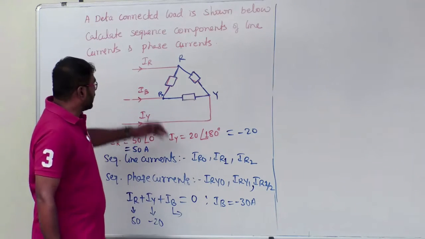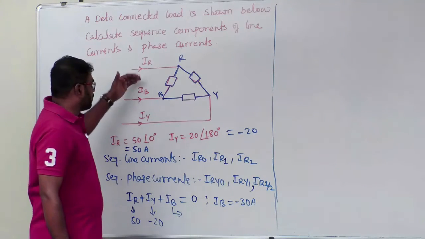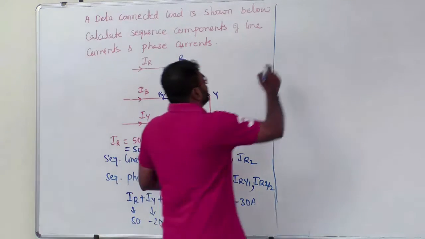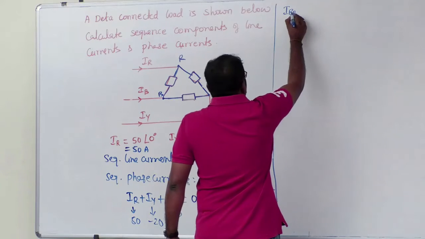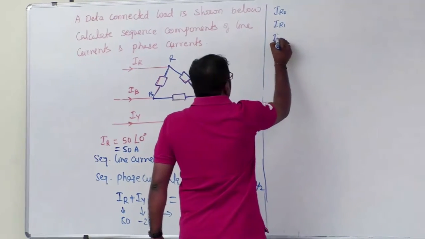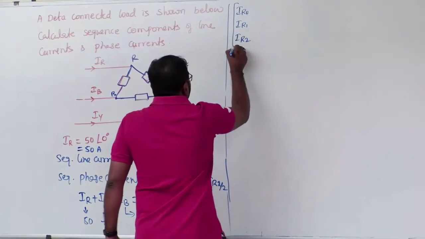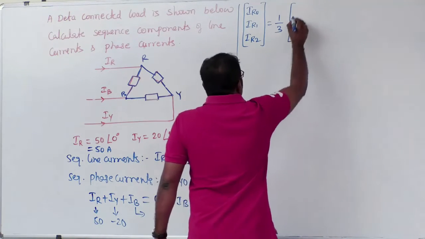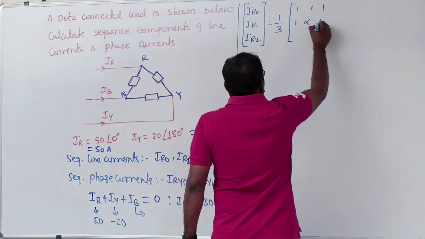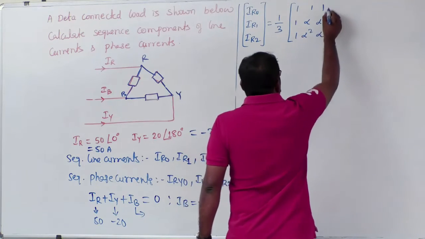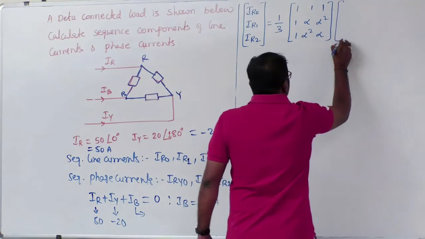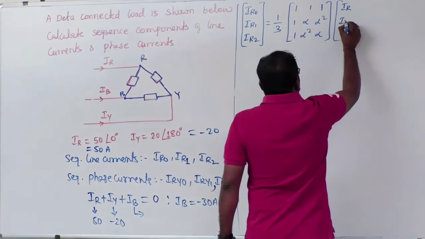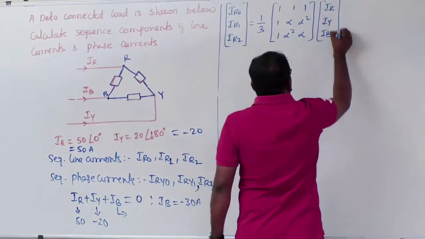Minus 30. So these are the unbalanced line currents. Using unbalanced line currents, we can calculate the sequence line currents. What is the relation between sequence line currents and unbalanced line currents? IR0, IR1, IR2 are the sequence line currents, which is equal to 1 by 3 times the matrix [1 1 1; 1 alpha alpha square; 1 alpha square alpha] into IR, IY, IB.